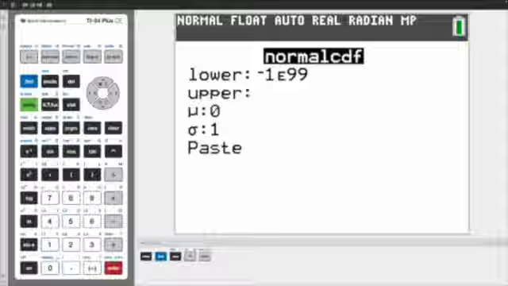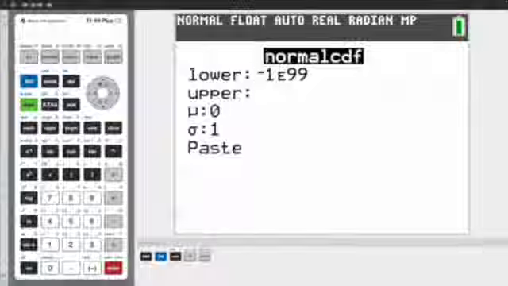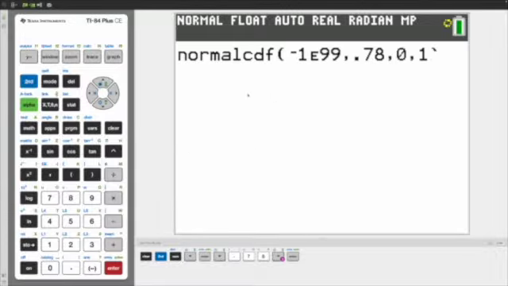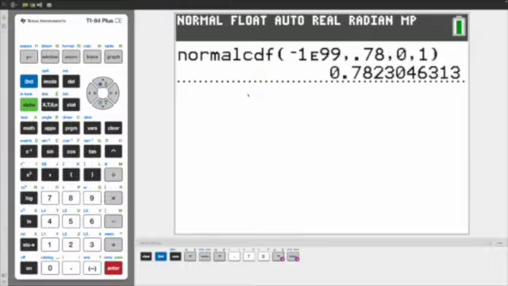So our lower bound is negative 1E99. The highest that we want the z-score to be is 0.78 because we're finding the probability that z is less than 0.78. Since it's the standard normal, our mean is 0 and our standard deviation is 1. So I'm going to paste that, I'm going to hit enter, and we get a probability of 0.7823.